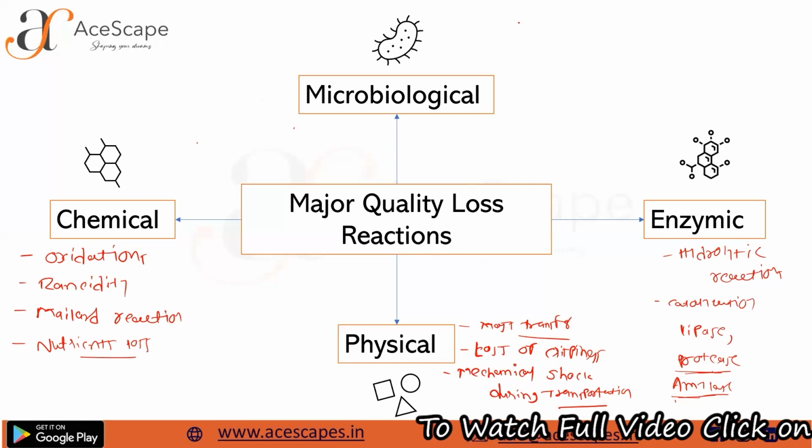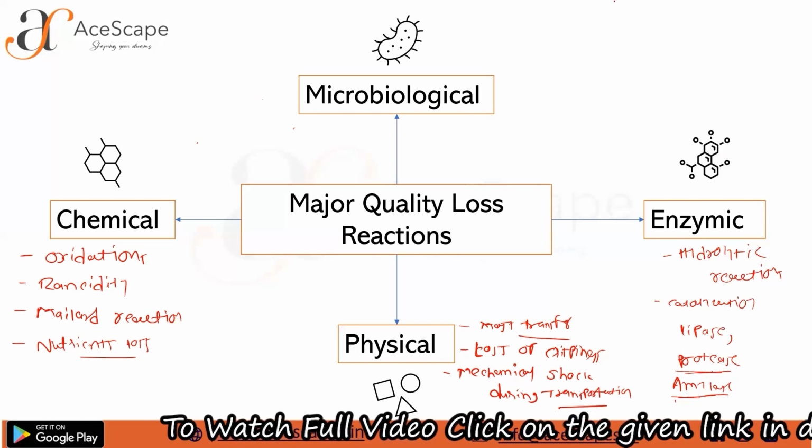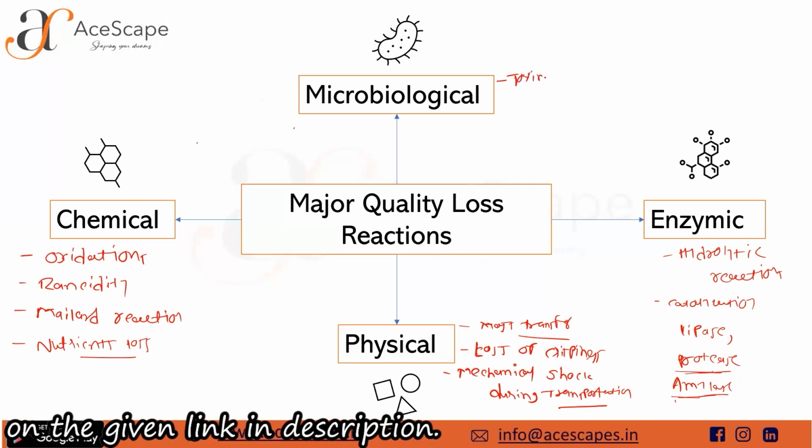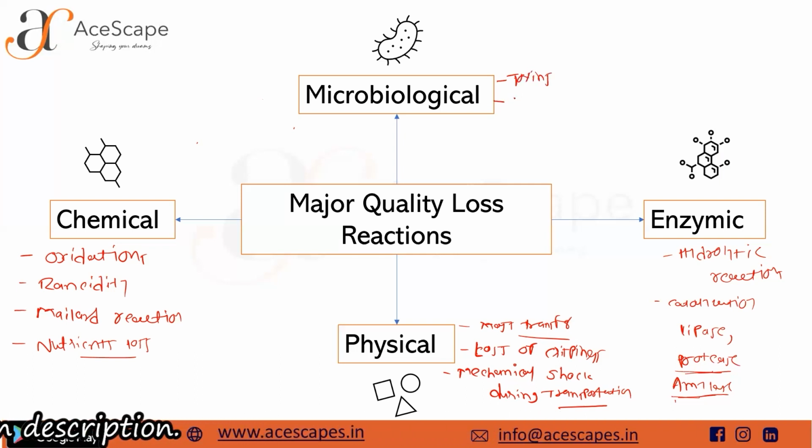Like in microbiology, there are some toxins produced by bacteria. There is some spoilage due to bacteria, some bad flavor development due to Pseudomonas or Salmonella kinds of species. So these are the factors we have to consider, right?